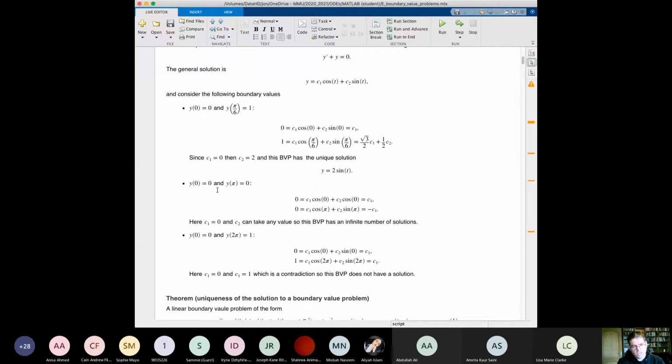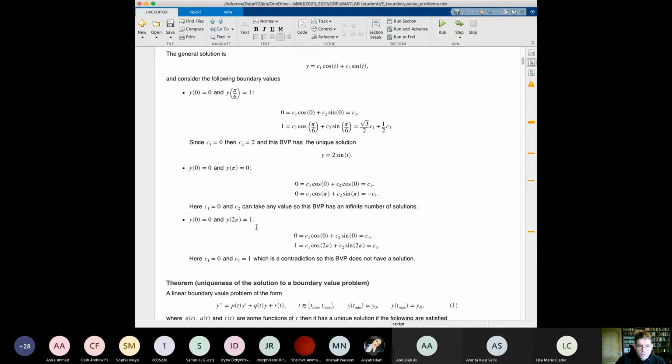What about if our range is between 0 and pi? Do the same thing again. When t is 0, we see that c1 is still 0, but cos of pi is minus 1 and sine of pi is 0, so we get 0 equals minus c1. We've got no way of knowing what the value of c2 is. So c2 can take any value, and that boundary value problem has an infinite number of solutions.